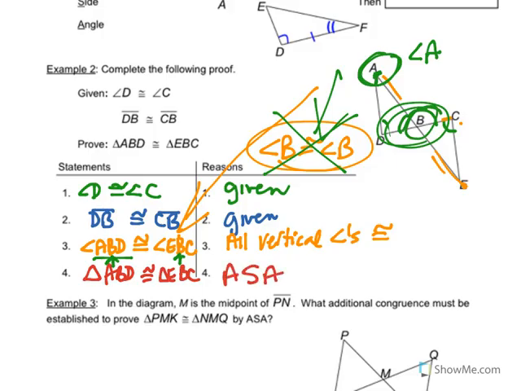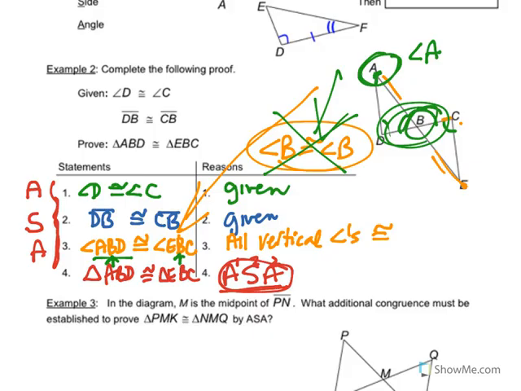Now, remember, anytime we put a reason over here, it needs to be proved up here before we say it. So let's see. Angle D is congruent with angle C. That's angle. Segment DB is congruent with CB. That's your side. And then angle ABD and EBC, there's your angle. So we use statement 1, statement 2, statement 3 to do angle, side, angle.